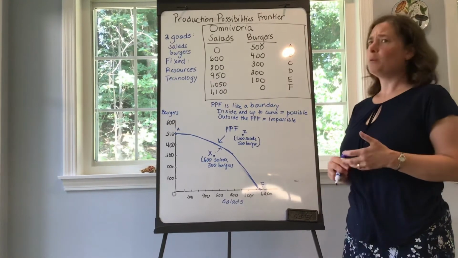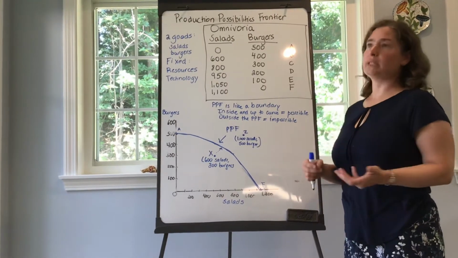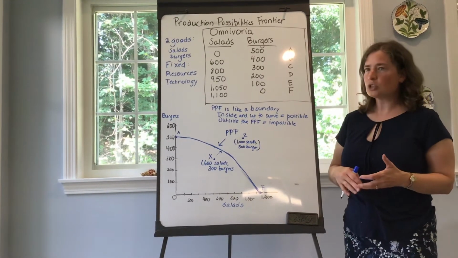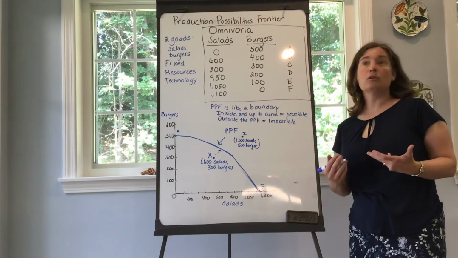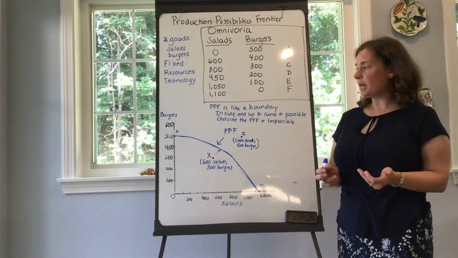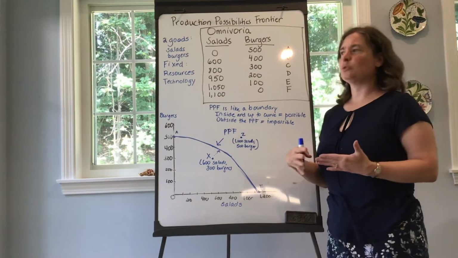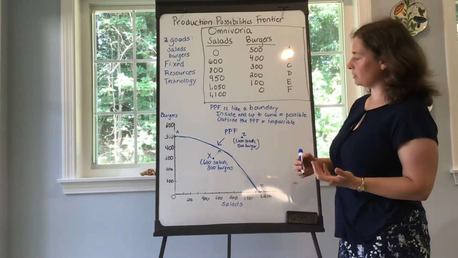Now, on the other hand, if there's a loss of resources or a decrease in the level of technological innovation, a country like Omnivoria could see a contraction or a shift inward of its production possibilities frontier. We might see this in the wake of a natural disaster, like a hurricane or an earthquake that destroys infrastructure. We could even think of the current worldwide COVID-19 pandemic as an example of this, because it's keeping labor resources from being as productive as possible.